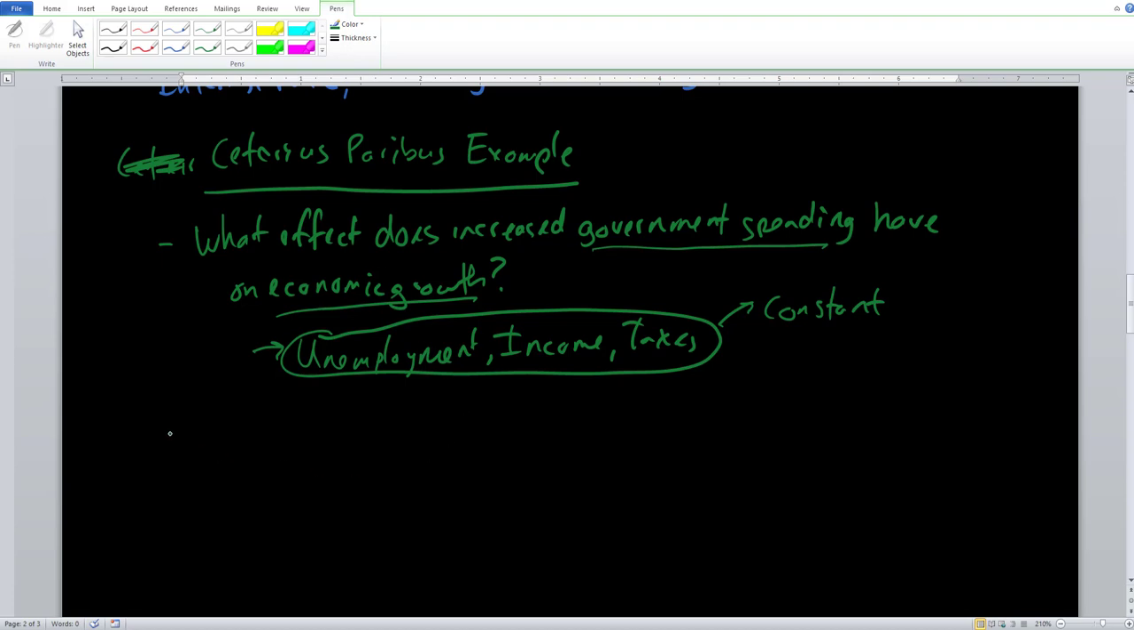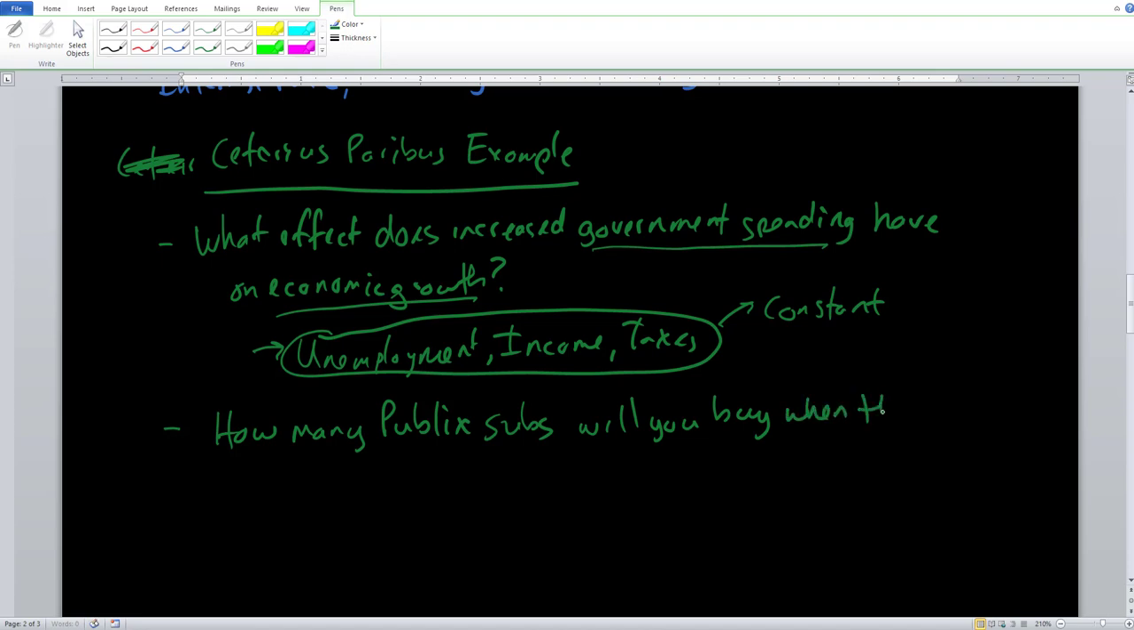So just to complete this example, once again, let me give you another example with the ceteris paribus. We can go a little bit more on a micro level, invoking the ceteris paribus as well. So here, let's ask how many Publix subs will you buy when the price increases? Suppose that there are chicken tender subs, very, very delicious. So here, how many Publix chicken tender subs will you buy when the price increases? Ceteris paribus, meaning holding everything else constant.